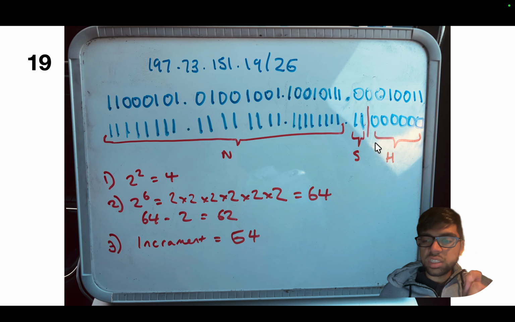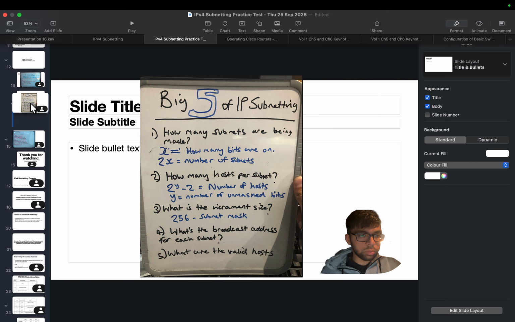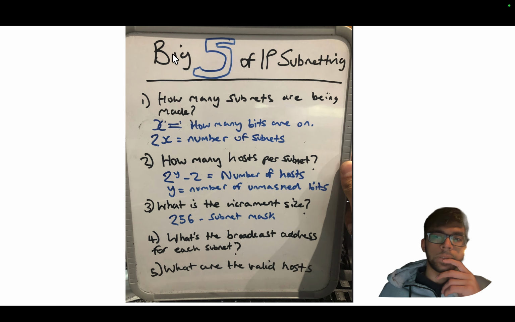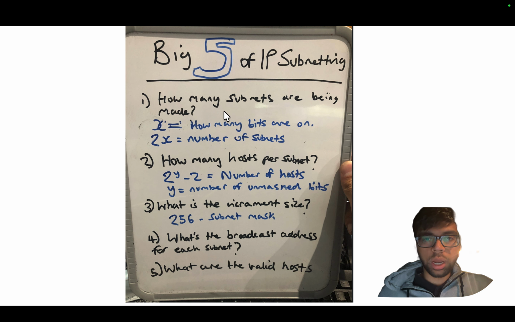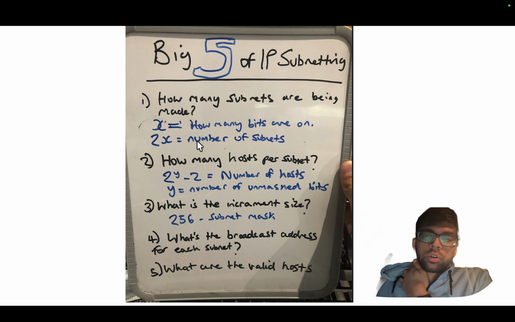So there's several aspects to this. There's a method that I would normally use, which I call the Big 5 method. Number 1, how many subnets are being made? We break down our subnetting with this process. x is how many bits are on, and 2 to the power of x gives you the number of subnets that are being created.